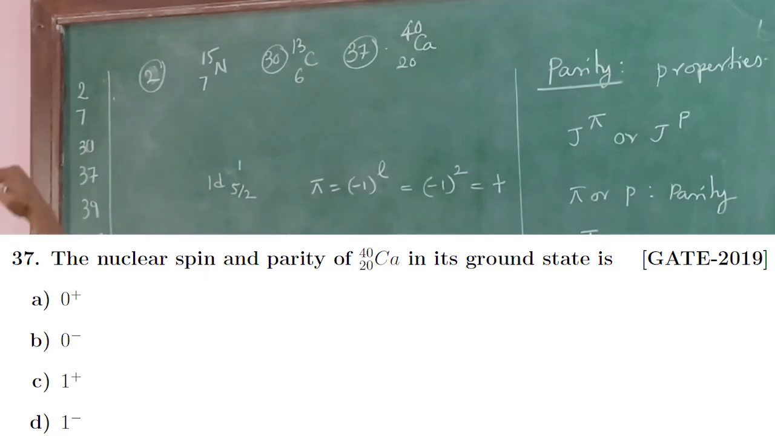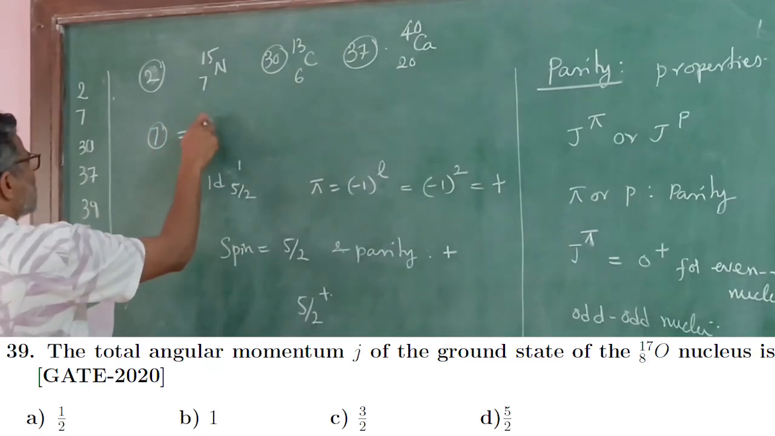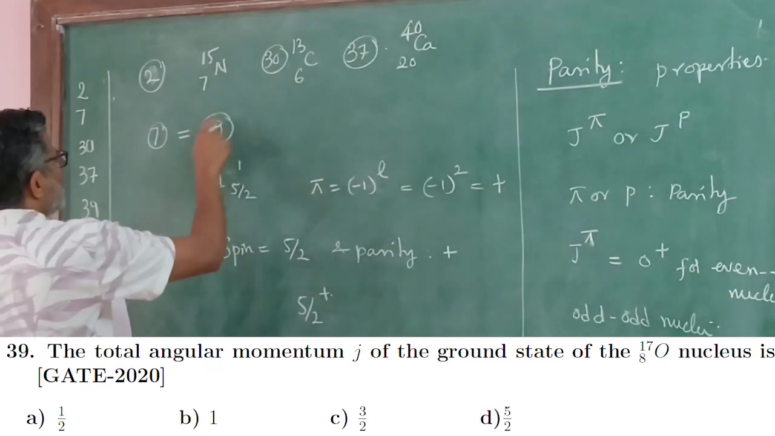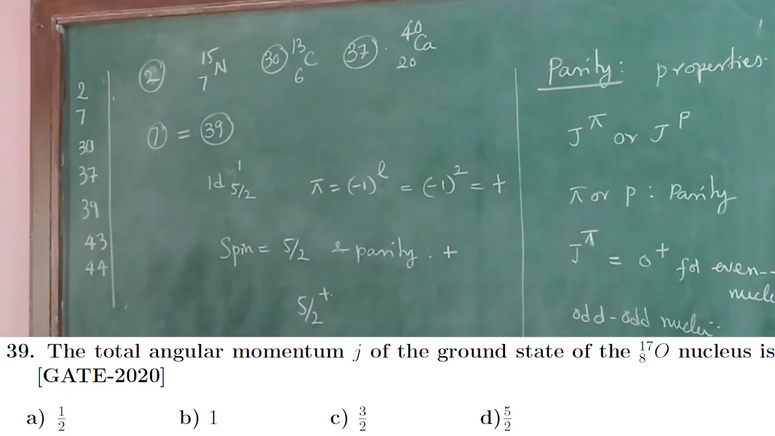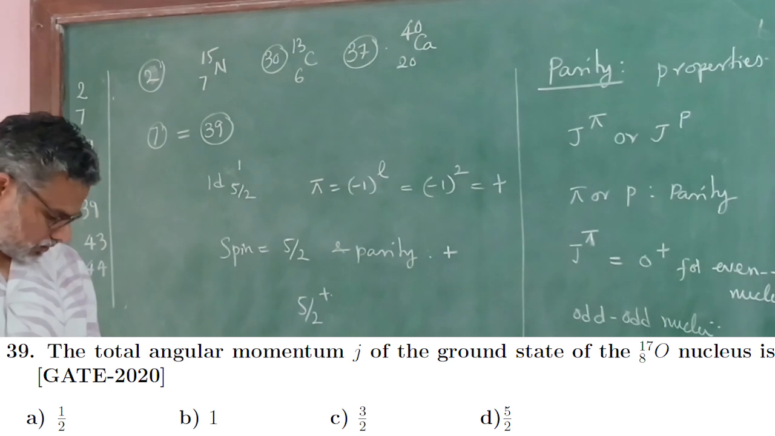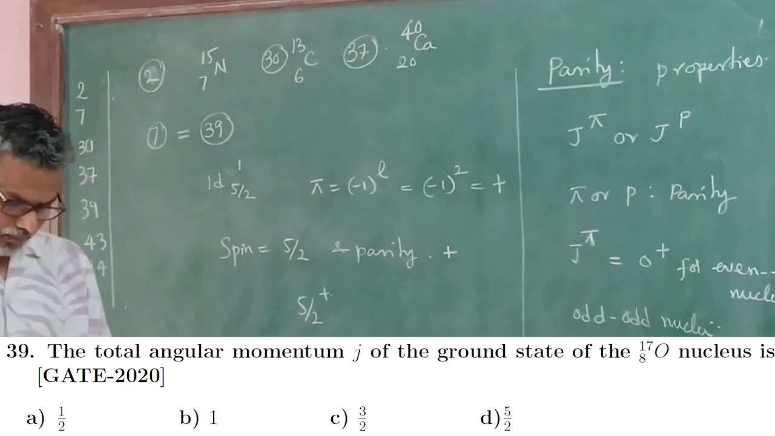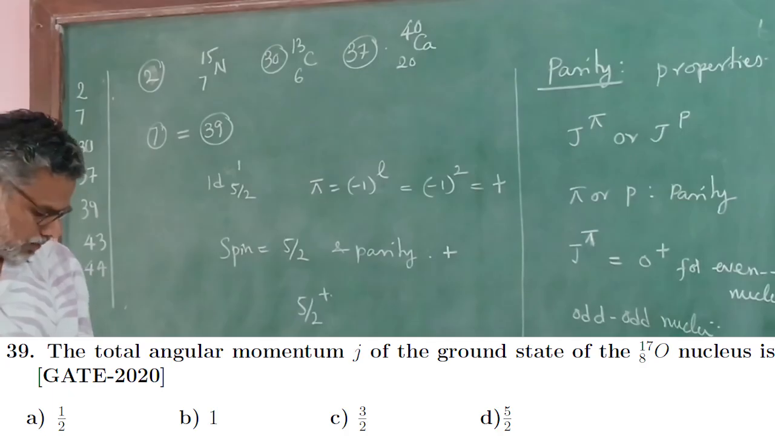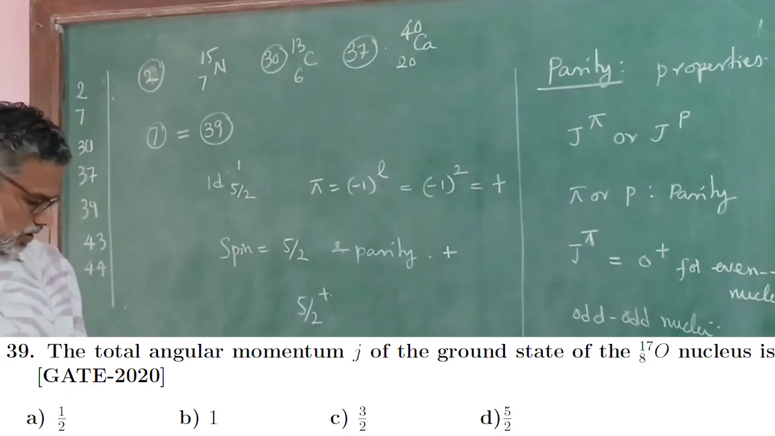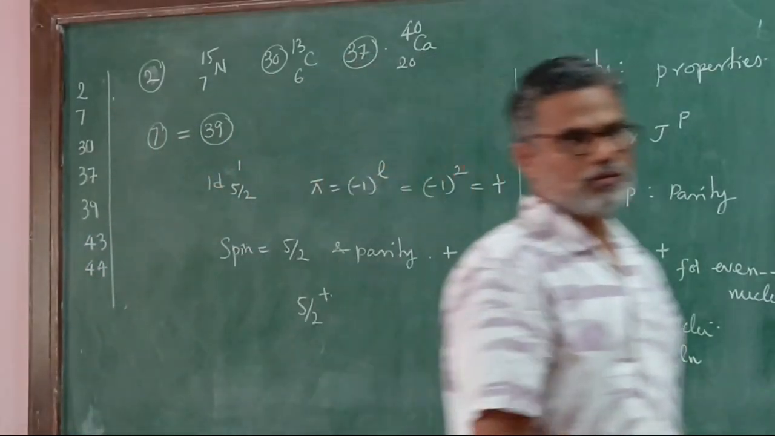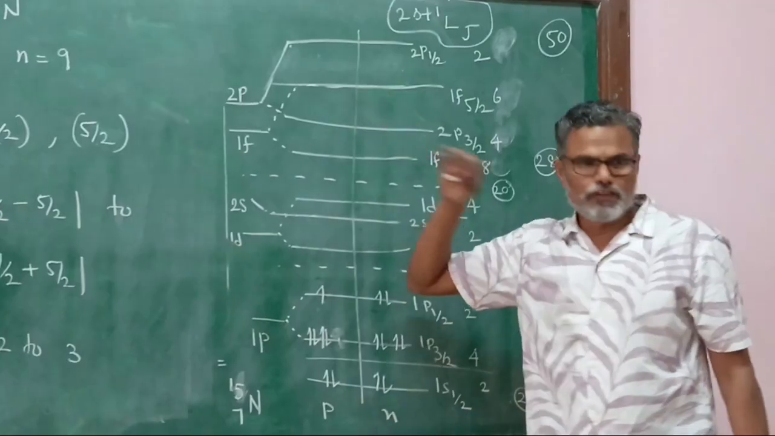So basically this seventh question and 39 are the same, but it is asked in two different years. If you look at the question paper, the seventh one came in 2011, then 39 came in a later year, and the topic is repeated. Once you are familiar with this, definitely they will not ask for lead.